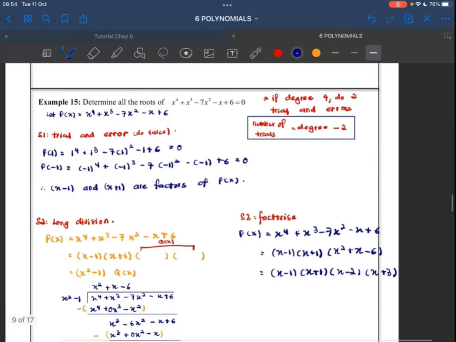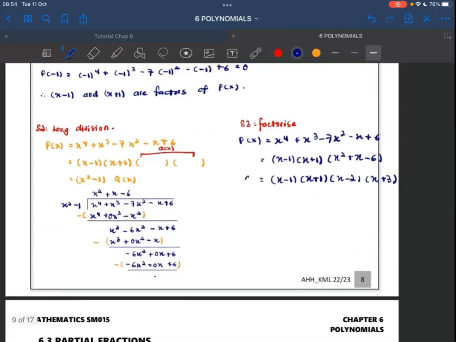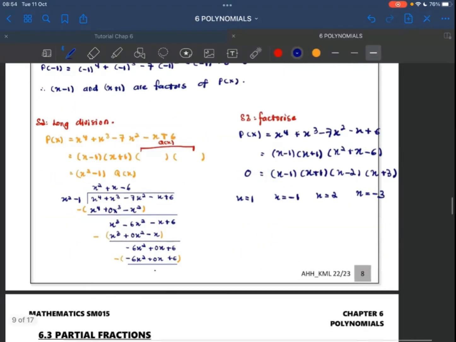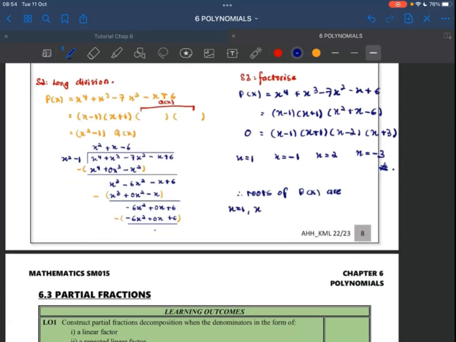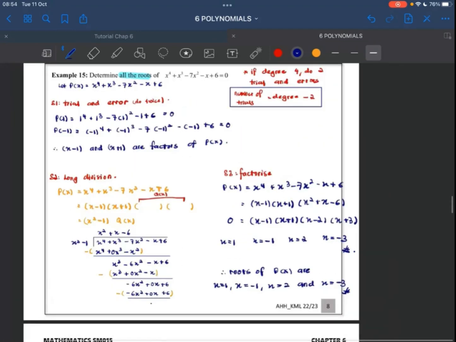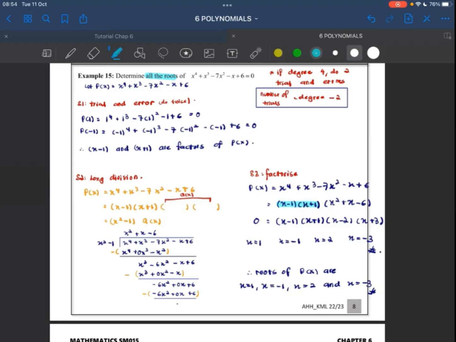Okay, so since the question said Px equals 0, everything equals 0, then we can find our roots. X equals 1, X equals -1, X equals 2, X equals -3. And since the question said determine all the roots, this is our final answer. Or we can also conclude the roots of Px are, do not write 1, -1, 2, -3, those are your zeros. X equals 1, X equals -1, X equals 2, and X equals -3. Okay, so once again, this comes from trial and error. This comes from Qx, from long division. This is from the first step, this is from the second step.